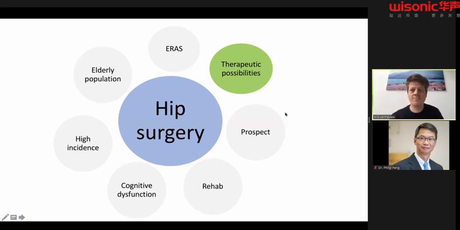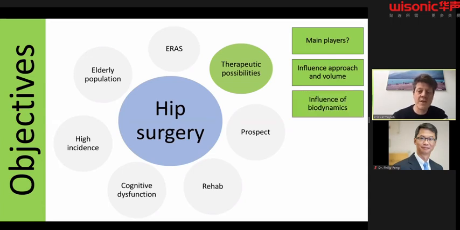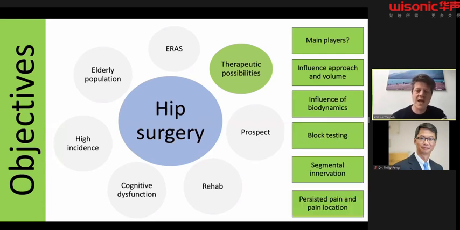So what are the objectives? I'm going to talk about the Fascia Iliaca Compartment as only one of the main players of regional techniques for hip surgery, but I also want to say something about the influence of the approach and the volume that we use for our blocks. I want to say something about the influence of baricity, which is rather new, and a lot of those things are still unknown. And I want to say something about block testing, segmental innervation, and some persistent pain and pain location. So it's a lot more than just talking about the Fascia Iliaca Compartment.